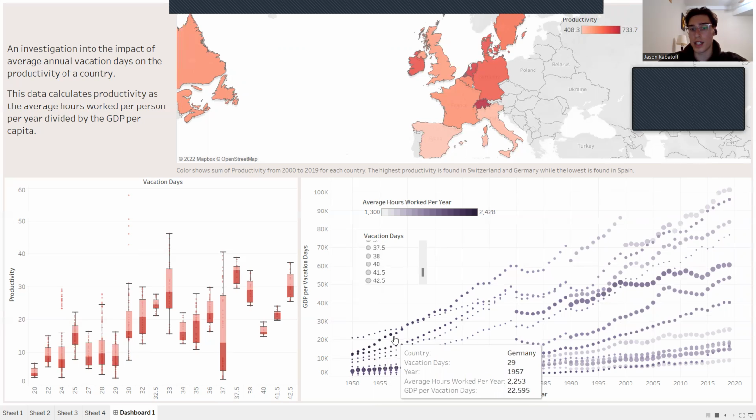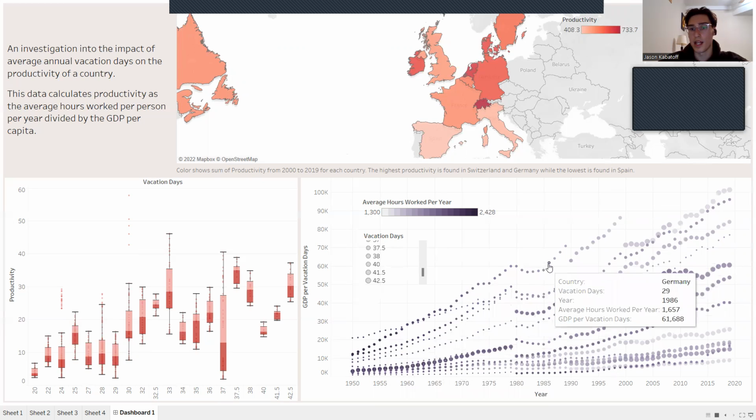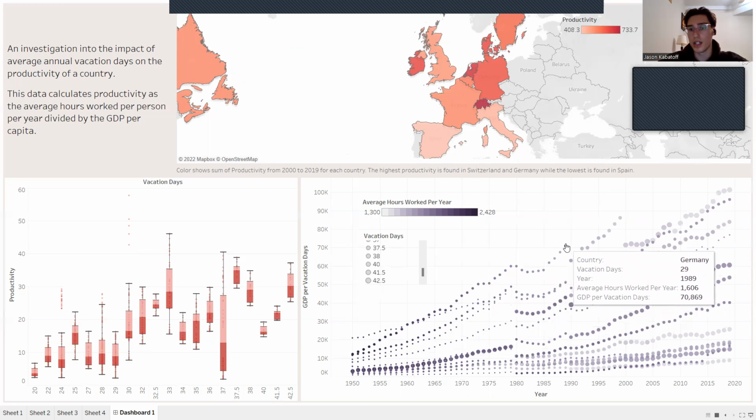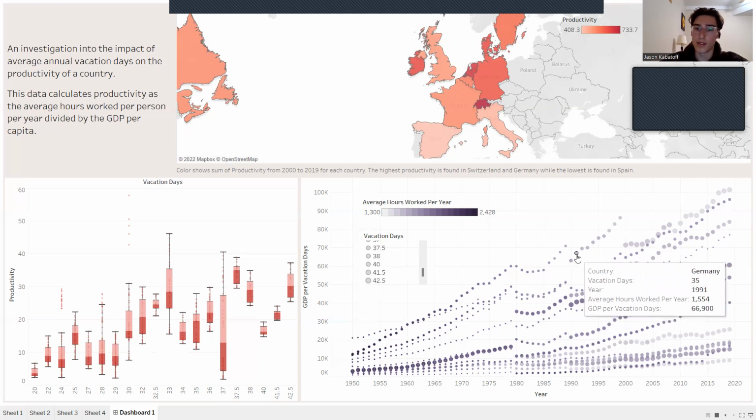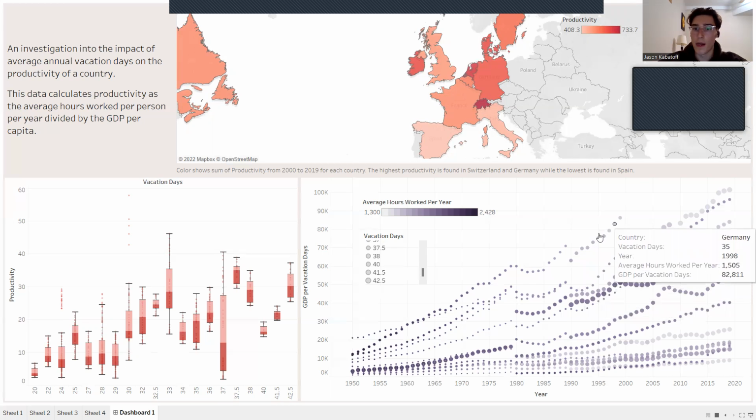And so looking at trends in this data, what it could point out is basically as your vacation days increase. For here, Germany's vacation days increase from 29 into 35, and you see that it drops because of the fact that this is divided by vacation days. But we see a positive slope afterwards, and so that's ideal. That means that the country was still prosperous after this increase in vacation days, indicating there was no negative correlation between vacation days and the productivity.